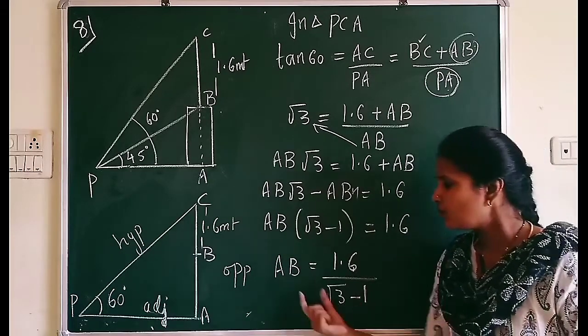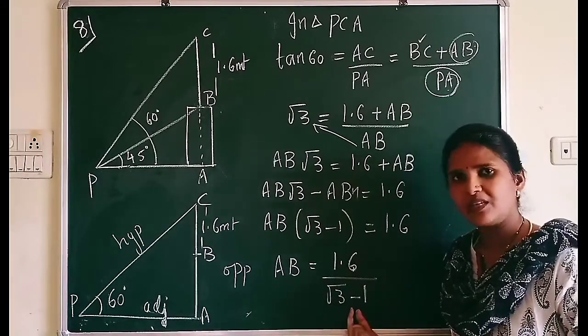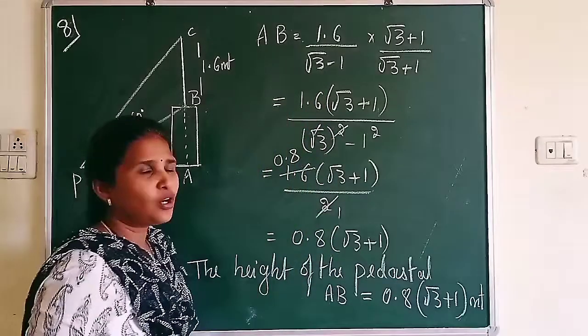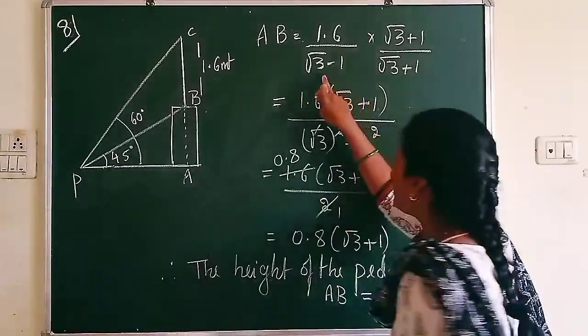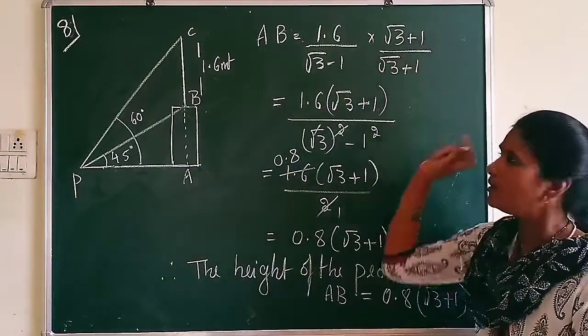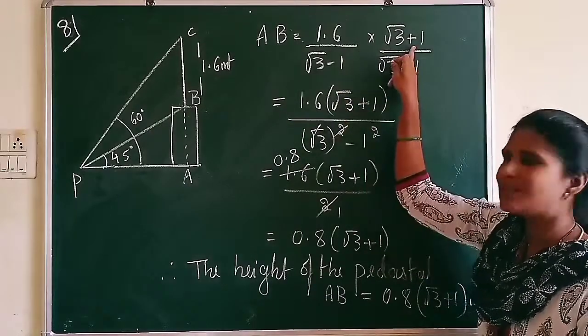Now let us calculate this and simplify. Means we have to rationalize the denominator here. Then only we get the answer. Now let us rationalize the denominator. So the denominator you have here is root 3 minus 1. Multiply and divide by root 3 plus 1. So 1.6, you have to put the bracket here because it is a binomial.